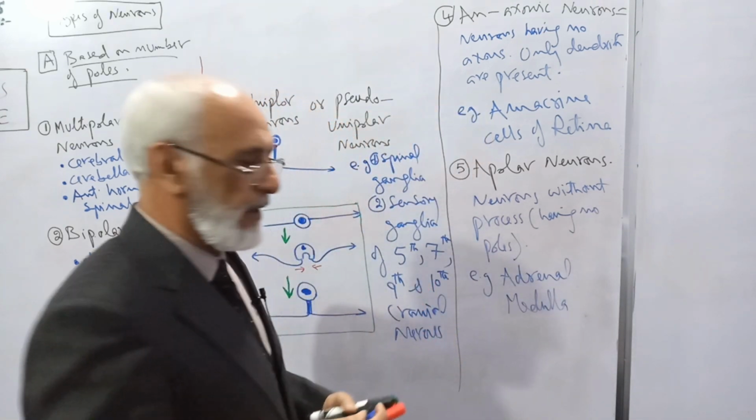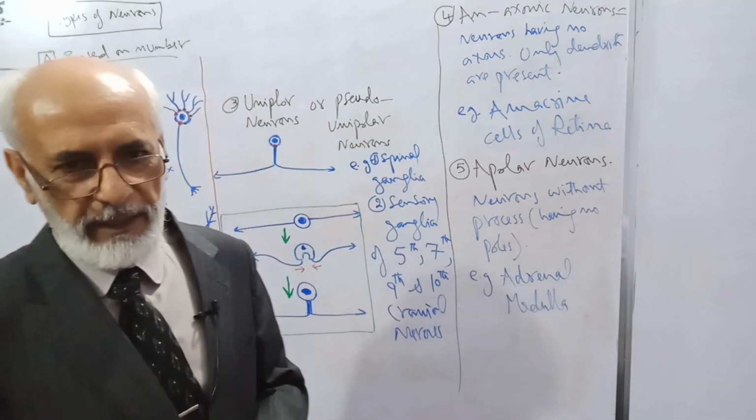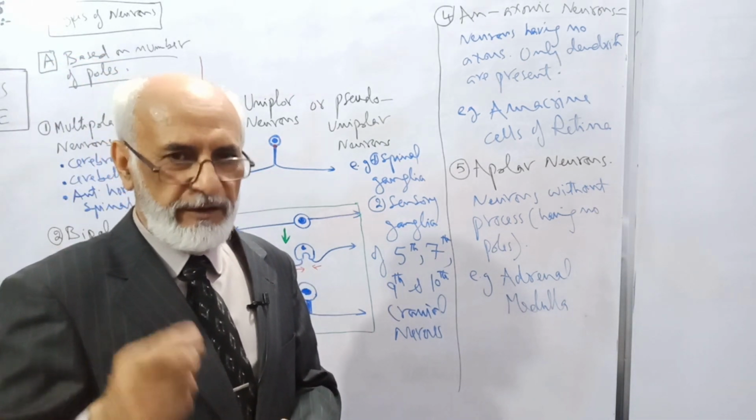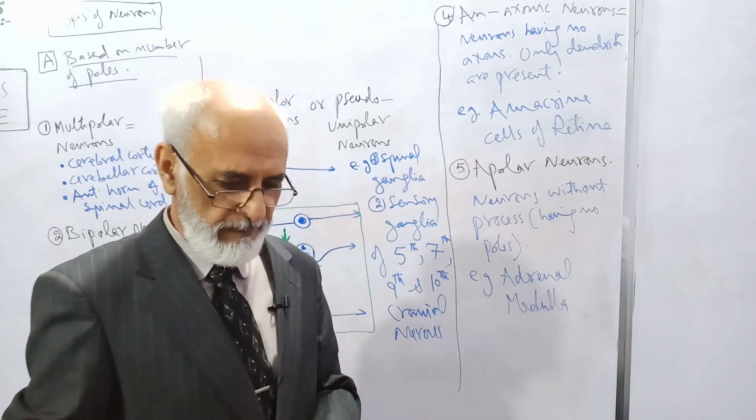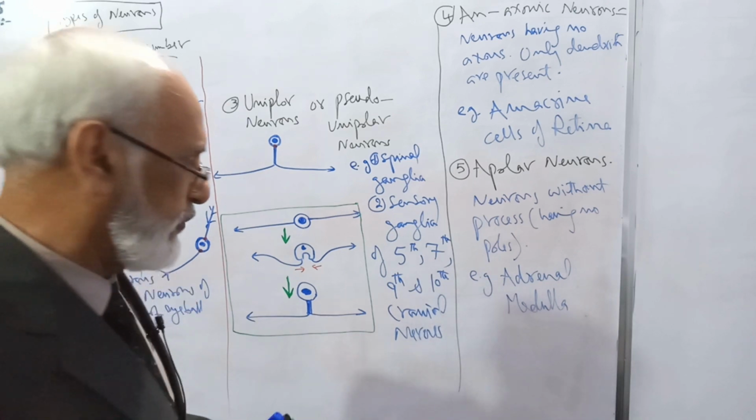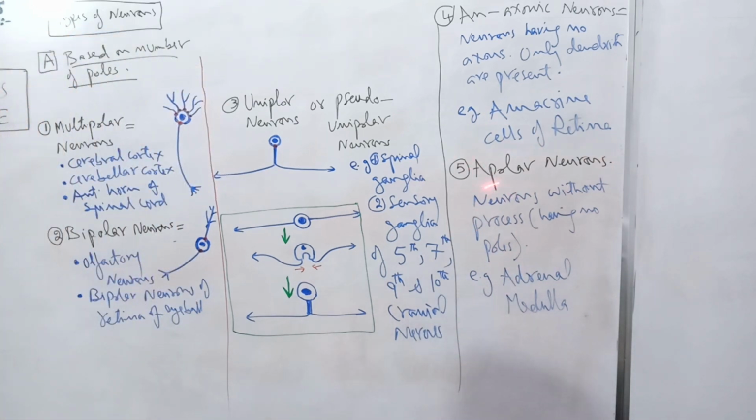You know, the adrenal gland or suprarenal gland is an endocrine gland. Inside is the adrenal medulla, outside is the adrenal cortex. Now, the adrenal medulla has modified neurons, having only a cell body, no dendrites, no axon. Such neurons are known as apolar neurons. So, based on the presence or absence or number of poles or processes, we classify the neurons into multipolar, bipolar, unipolar or pseudo-unipolar, anaxonic, and apolar neurons.